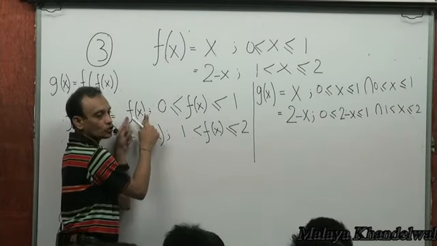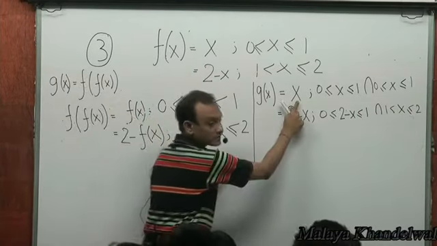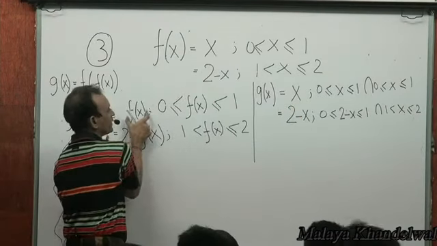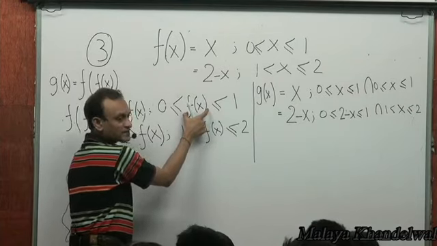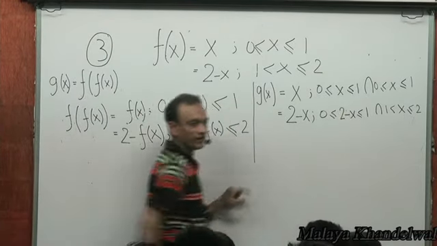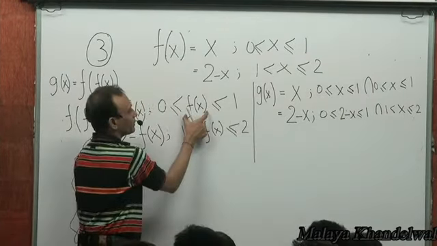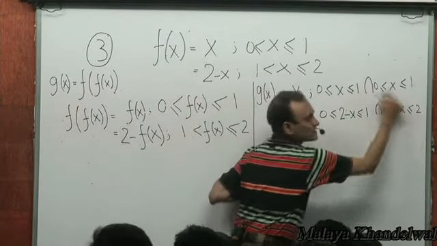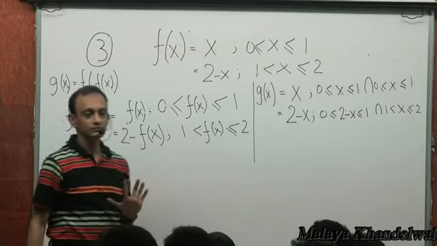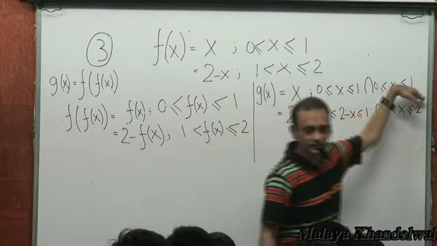f(x) could be x or 2 minus x. Say f(x) is x. No matter what f(x) is, f(x) must lie between 0 and 1. This time f(x) has been chosen as x, so x must lie between 0 and 1. But if f(x) is chosen as x, then x must lie between 0 and 1. So both these conditions must be met.